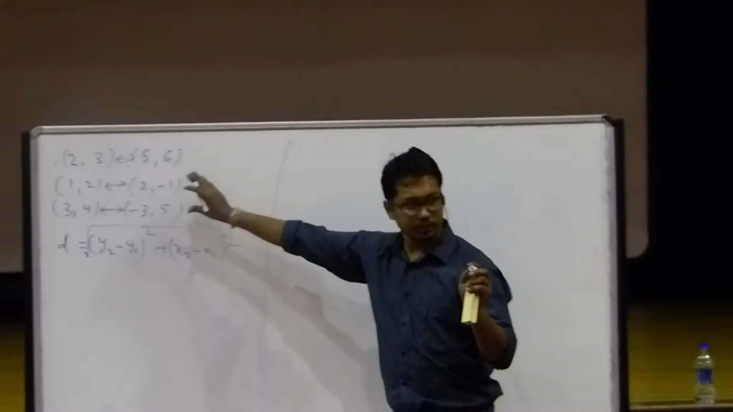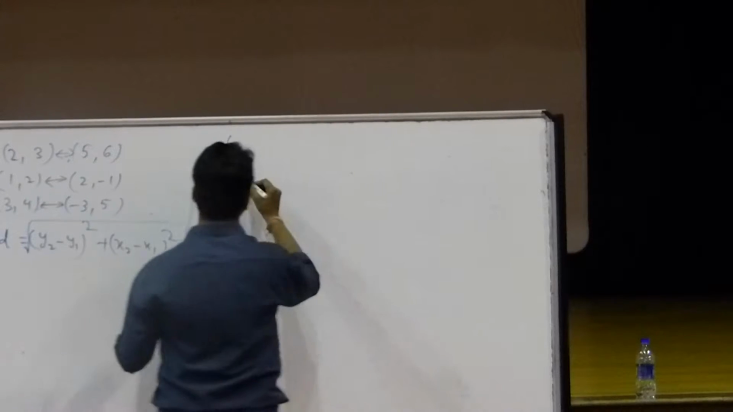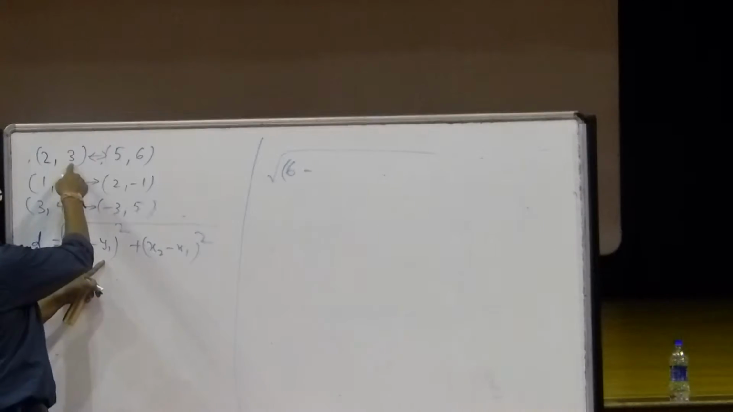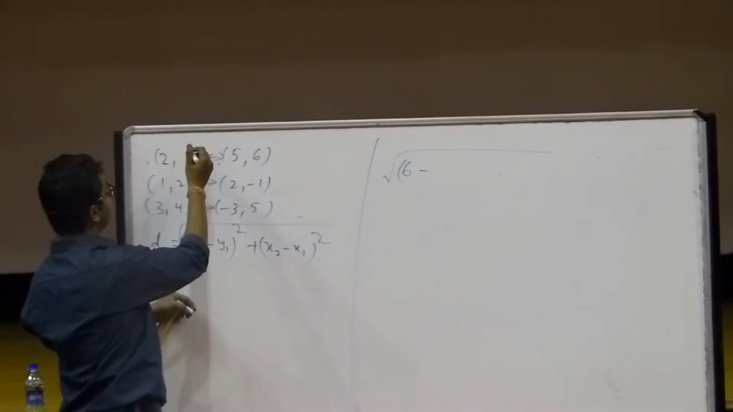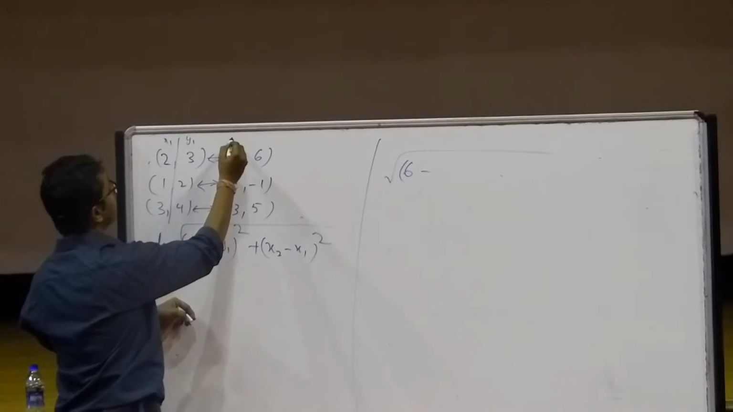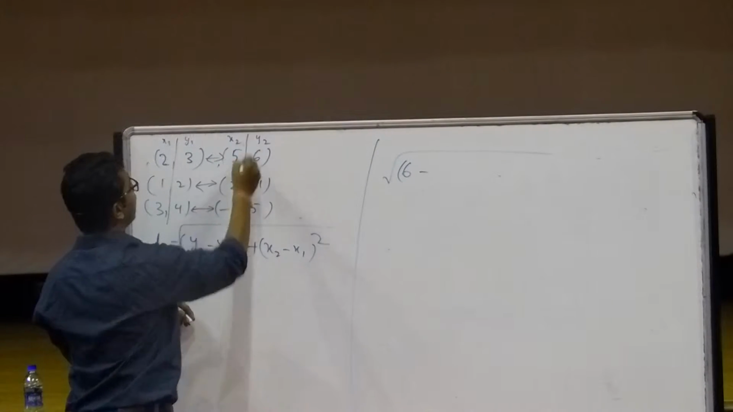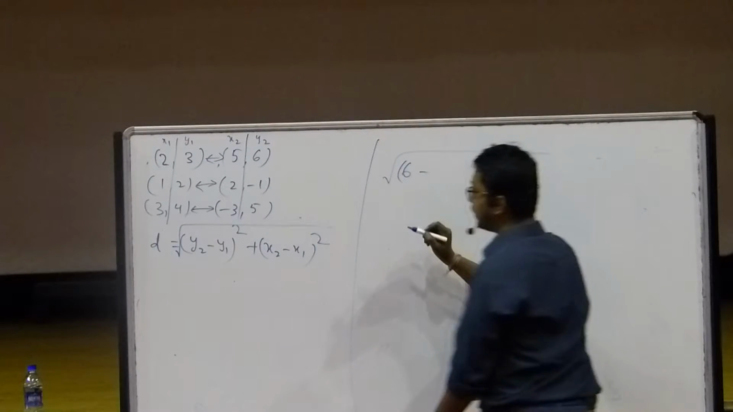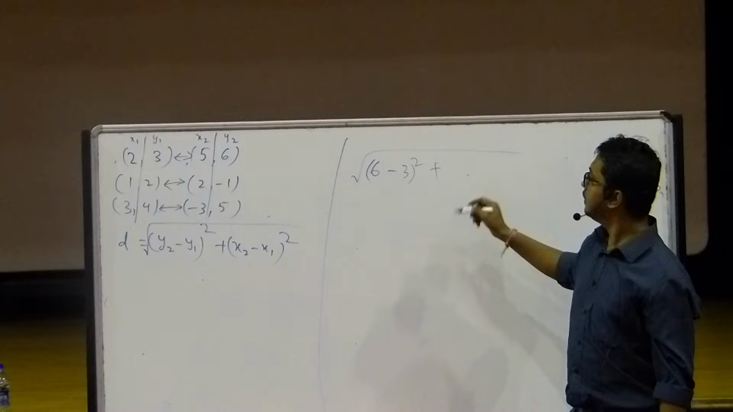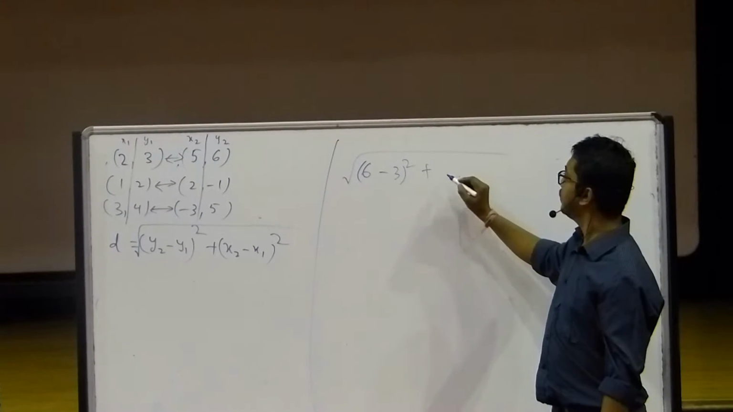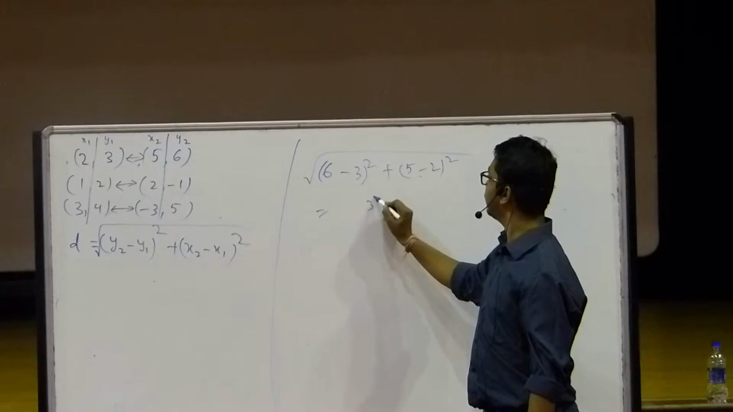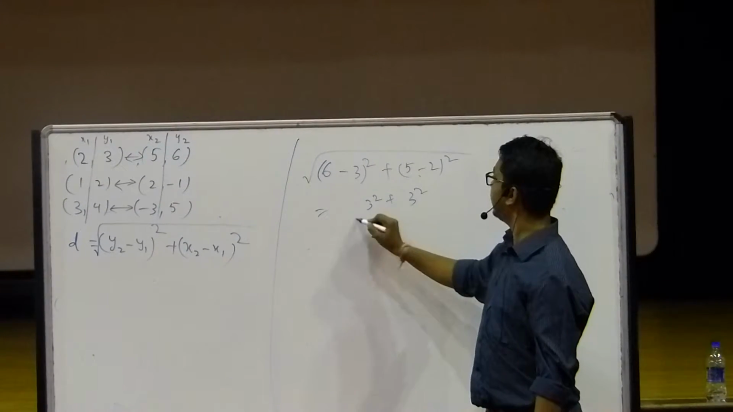Let's do the first one. What's y2? 6. What's y1? 3. Let's draw columns: y1, x1, x2, y2. Now tell me. 3. What's y1? 3. Square plus x2 minus 2. So this is 3 square plus 3 square.